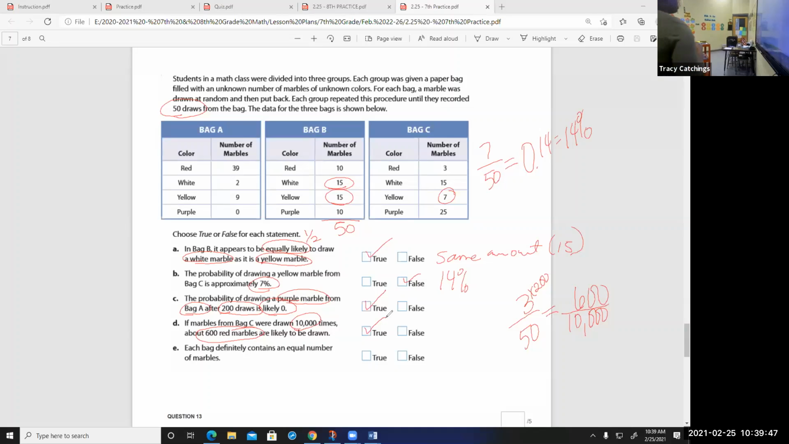All right, and then E said each bag definitely contains an equal number of marbles. Equal number of marbles. Would you say red is equal in each bag? Oh, no. So yeah, that's false. That's what they meant. Each bag is going to have the same amount of each color.